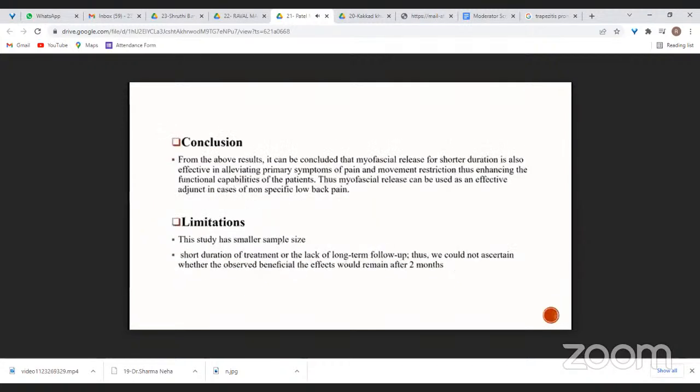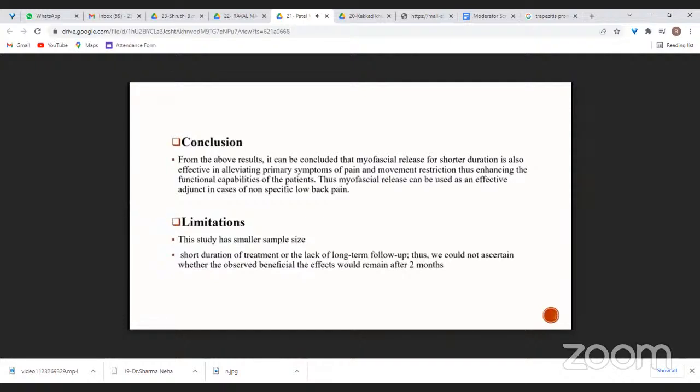So the conclusion of this study is, from the above results, it can be concluded that myofascial release for a shorter duration is also effective in alleviating the primary symptoms of pain and movement restrictions, thus enhancing the functional capabilities of the patients. Thus, myofascial release can be used as an effective adjunct in a case of non-specific low back pain.